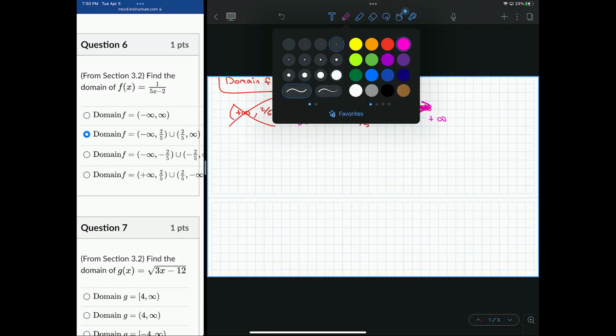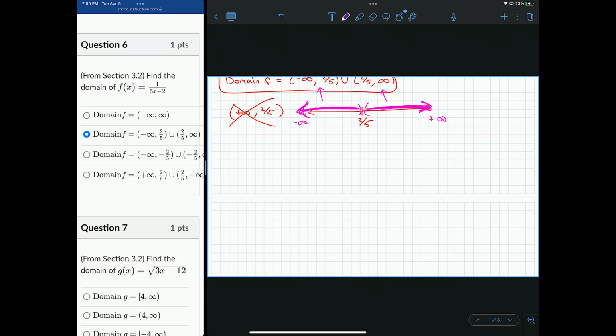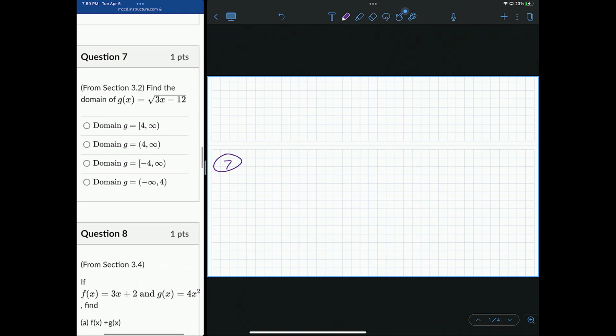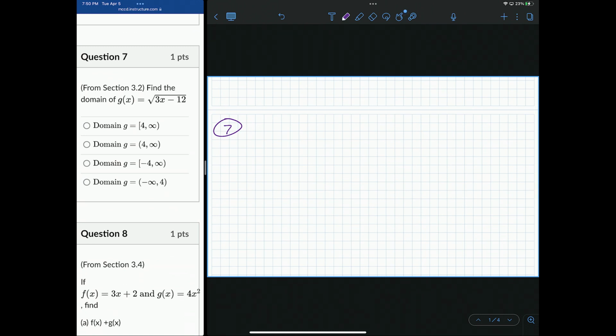All right, next question. Number 7, find the domain. Another find the domain, but this time with a square root function. So square roots have different issues than the fraction. So find the domain of g of x equals the square root of 3x minus 12.